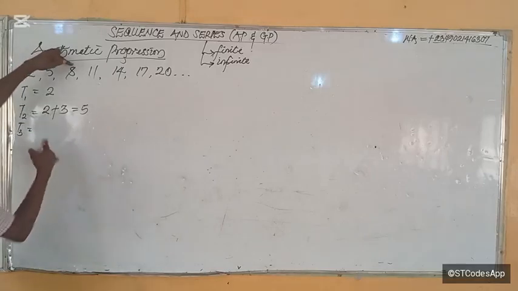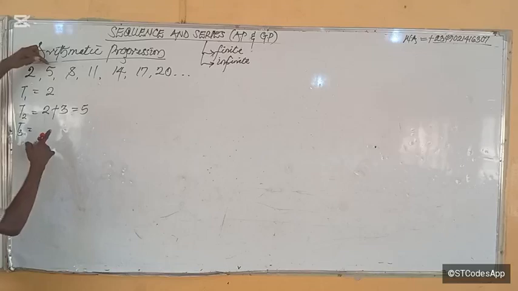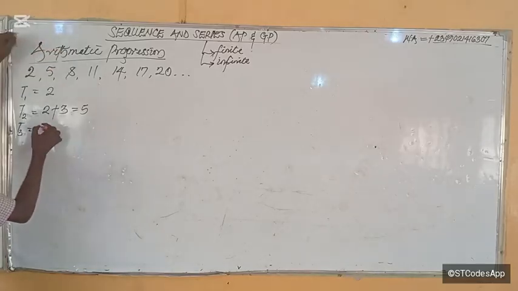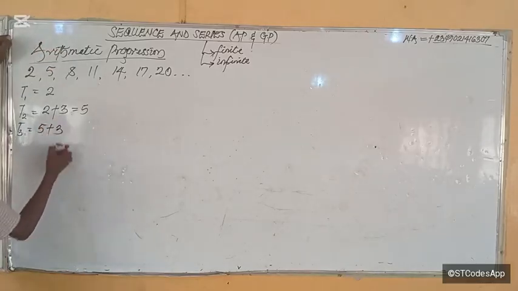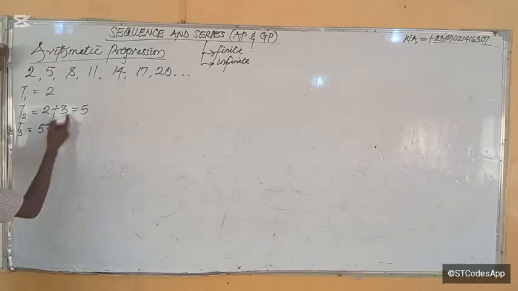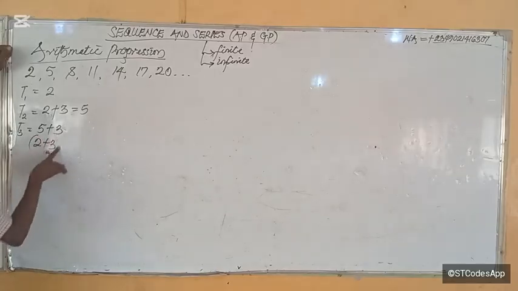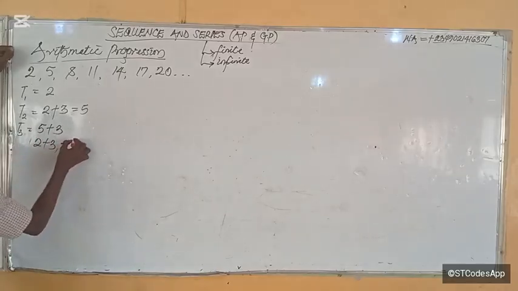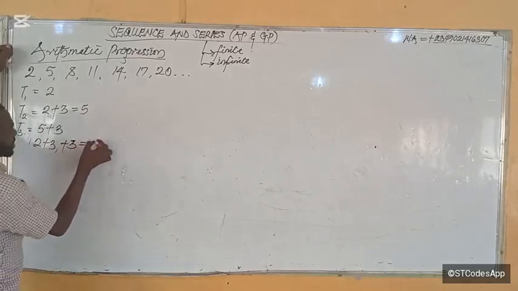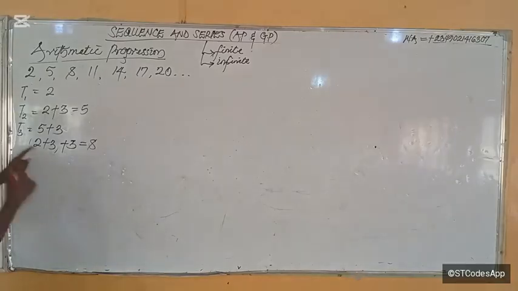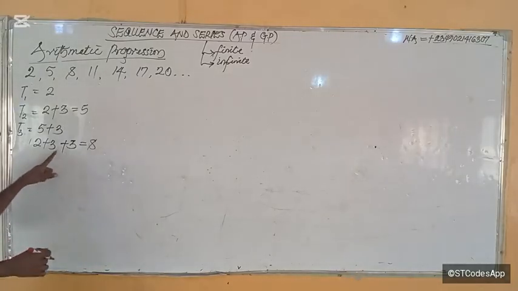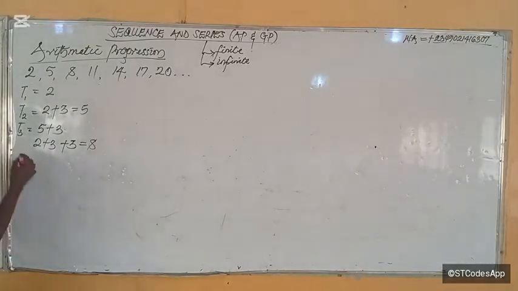T3 here is 8. So it's like saying this guy plus that same 3, 5 plus 3. But of course, you know that this 5 was gotten from 2 plus 3. This is 5, then plus this 3 again. That was what gave us 8. And let's try it: 2 plus 3, 5 plus 3, 8. Do you see that? Okay, we're getting somewhere.